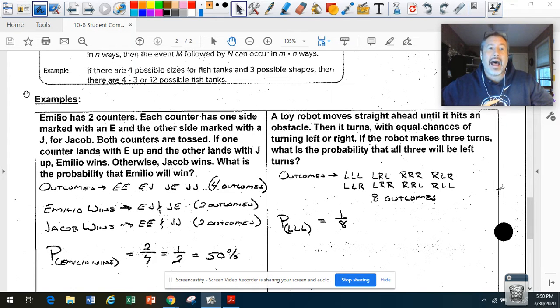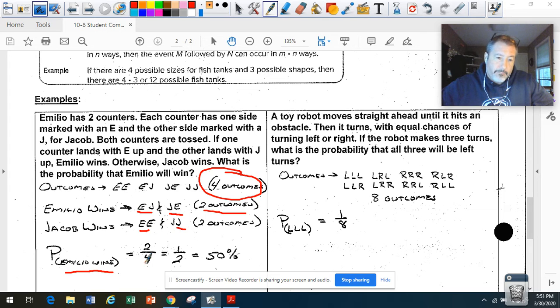So let's look at these outcomes here. We could have a flip come up to be an E and an E. We could have a flip come up to be an E and a J, a J and an E, or a J and a J. So we have a total of 4 outcomes here. So we know if Emilio wins, it must come up either as EJ or JE. So there's 2 outcomes there. If Jacob wins, it has to come up as EE or JJ. But we're looking at the probability that Emilio wins. Well, we know there's a total of 4 outcomes here.